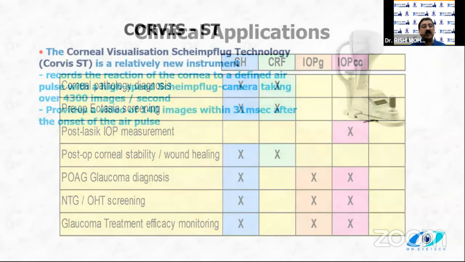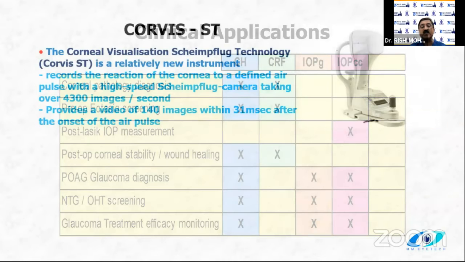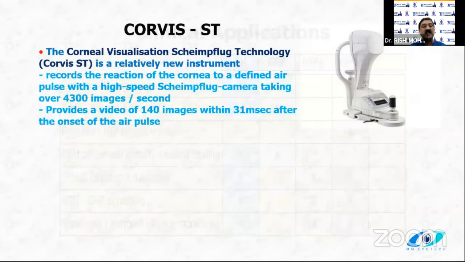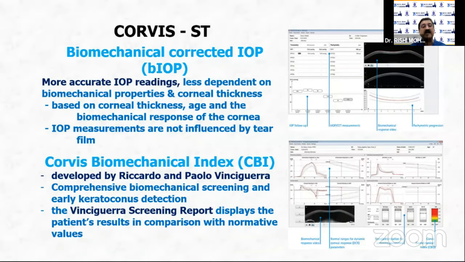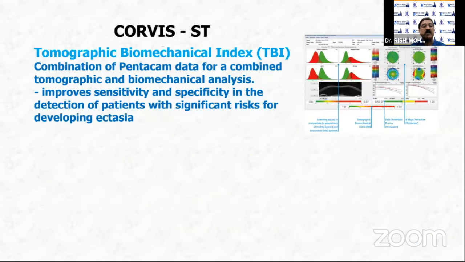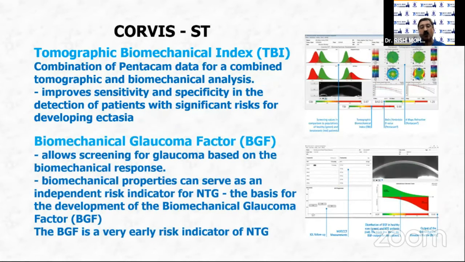The newer device called the Corvus ST uses a Scheimpflug camera, but essentially provides us very similar data as the ORA, and it can be clubbed with the Pentacam to give us new biomechanical as well as optical and biomechanical indices, which are called a tomographic biomechanical index and a biomechanical glaucoma factor, which again is very similar to what the ORA provides.